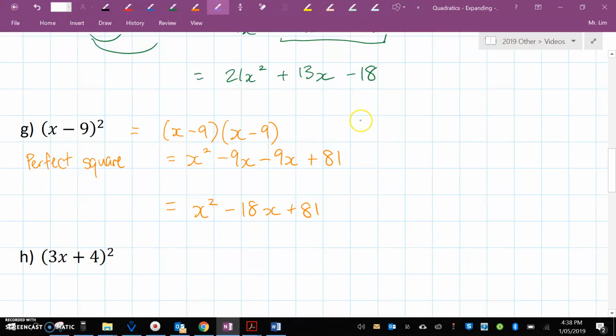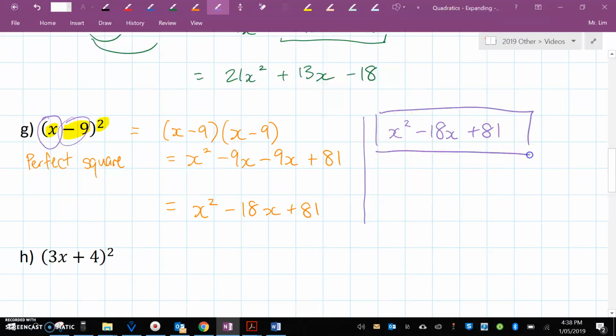Now, I taught a shortcut before of how to get straight to the answer. This only works for perfect squares. We square the first term. We multiply everything. X times minus 9 is minus 9x times 2 is minus 18x. And then we square the second term. Minus 9 times minus 9 is positive 81. And that gets you the answer straight away.